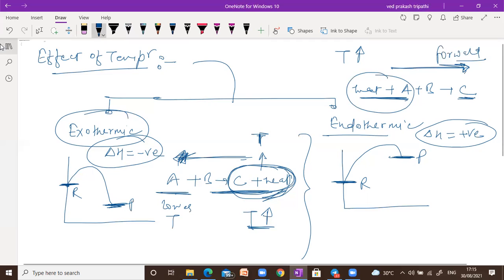My request to everyone, any doubt about the effect of temperature for exo and endo? No doubt, no doubt, perfect.